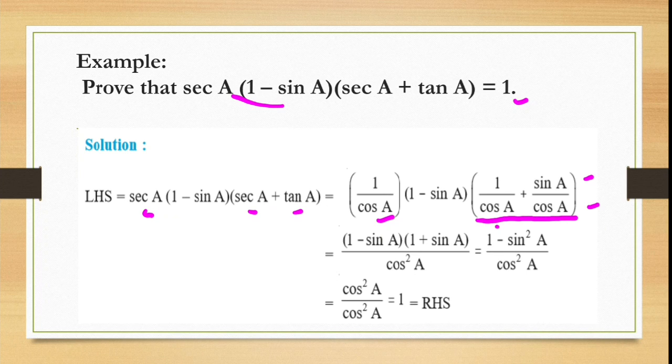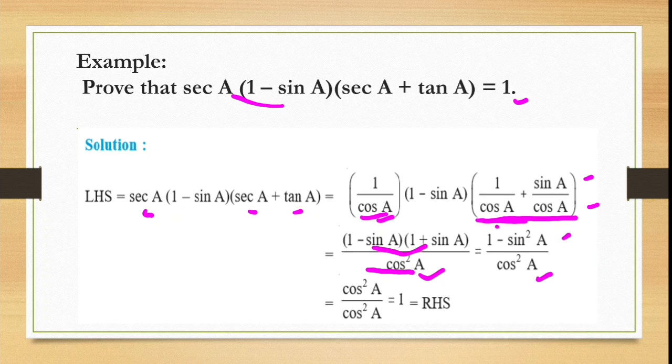Okay, in this expression under the bracket you can do the LCM. Okay, so if you do the calculation here in the next term, it will be cos square A, this cos A and this cos A will be cos square A, and it will be 1 minus sin A into 1 plus sin A. So you can use A square minus B square formula. So it will be 1 minus sin square A by 1 minus sin square A by cos square A.